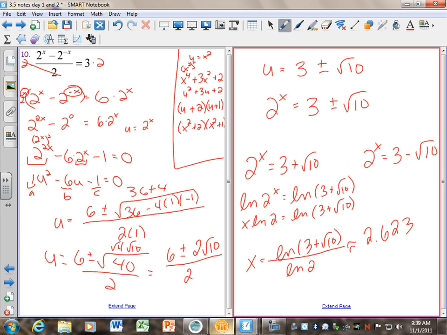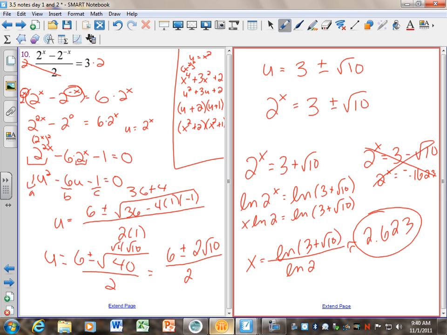So for me, before I do all this work again, when it's 3 minus the square root of 10, you can just take on your calculator 3 minus the square root of 10, and that actually equals negative 0.1623. And that's why you get domain error, because when you ln both sides, you've now taken the ln of a negative number. So I'm not even going to work this all out because it's not going to work. It's negative, and I can't have a negative ln, so it's only one answer that works here.